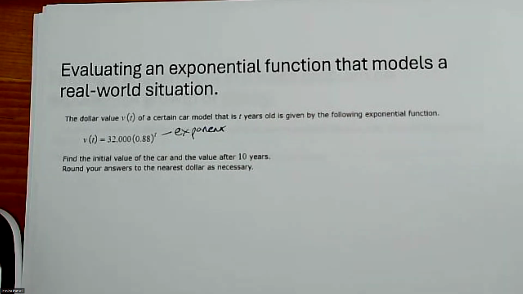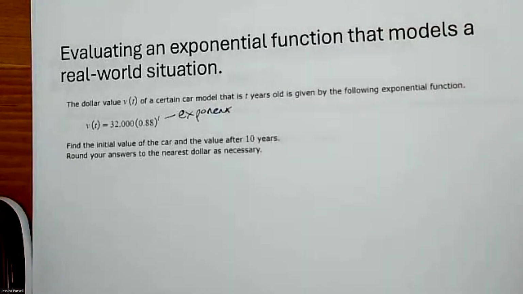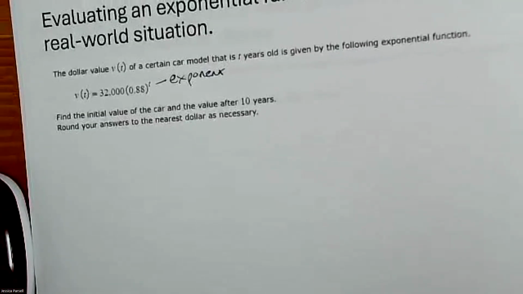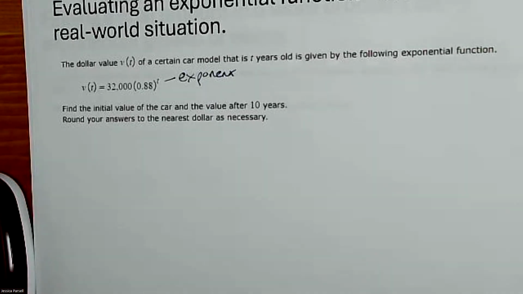The dollar value, and they're calling it V of t right here, of a certain car model that is t years old is given by the following exponential function. V of t equals 32,000 times, see how they're pressed together with the parentheses, 0.88^t. Find the initial value of the car and the value after 10 years. Round your answer to the nearest dollar, and that makes sense since we're working with money.